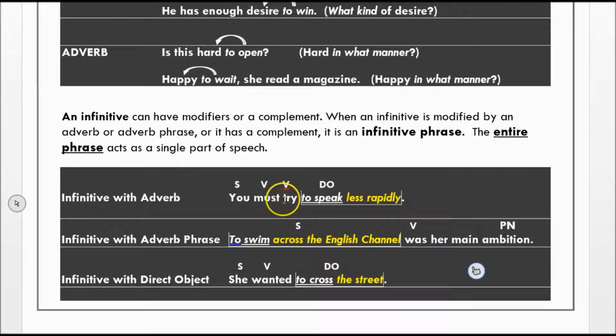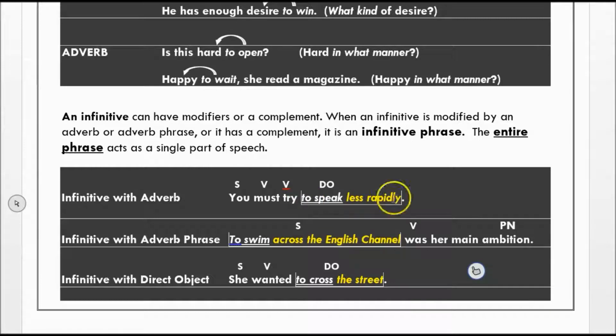So here we have our infinitive. You must try to speak less rapidly. To speak is our infinitive. Less rapidly. Rapidly is modifying speak, telling us the manner in which you're speaking. Less is modifying rapidly, telling us to what extent. So therefore, this becomes a connected phrase. Okay, less is connected to rapidly. Rapidly is connected to speak. We can't separate it, so therefore these are connected as a phrase.